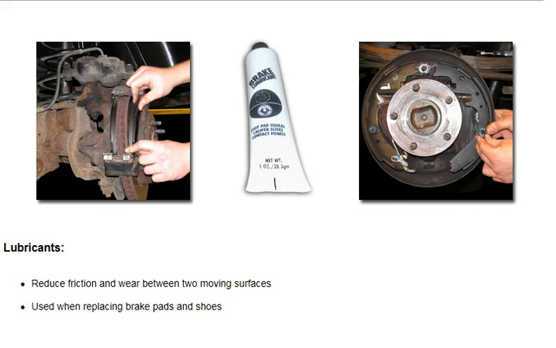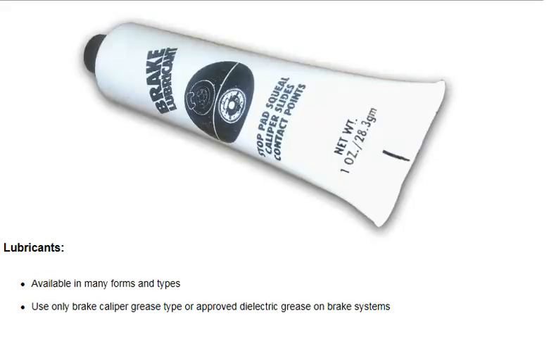A lubricant is generally used between two moving surfaces to reduce the friction and wear between them. In the braking system, brake lubricants are used when brake pads and shoes are replaced. Lubricants are available in various forms such as liquid, solid, and powder, and in different types including oil and grease. However, in the case of brakes, only brake caliper grease or approved dielectric grease should be used.